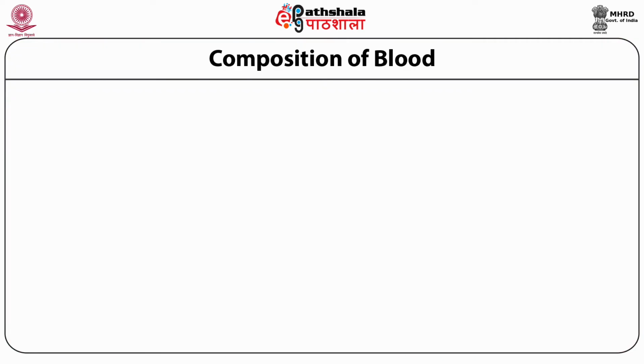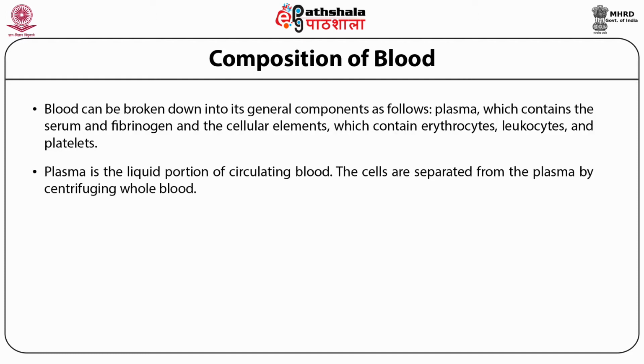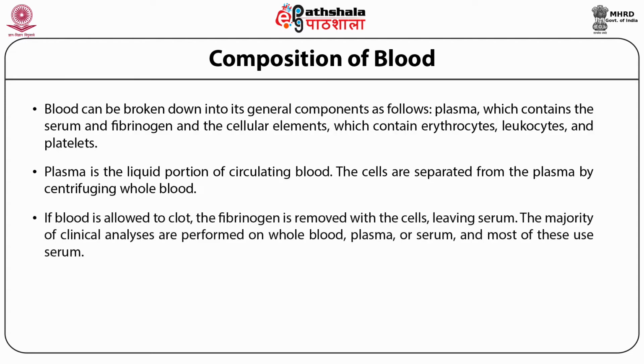Here we are discussing the composition of blood. Whole blood can be broken down into its general components as follows: plasma, which contains the serum and fibrinogen, and the cellular elements, which contain erythrocytes, leukocytes, and platelets. Plasma is the liquid portion of the circulating blood. The cells are separated from the plasma by centrifuging whole blood. If blood is allowed to clot, the fibrinogen is removed with the cells, leaving serum.